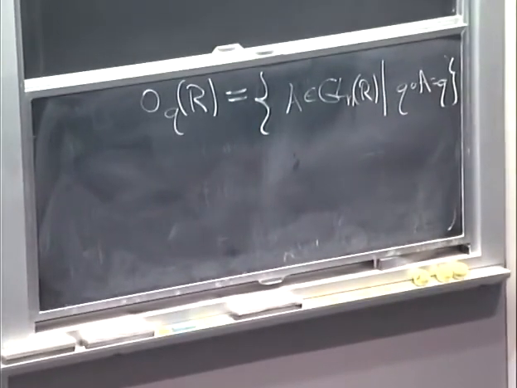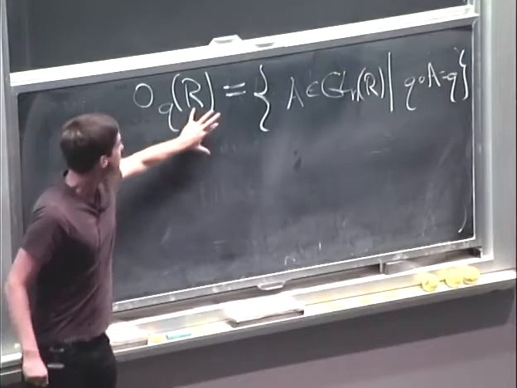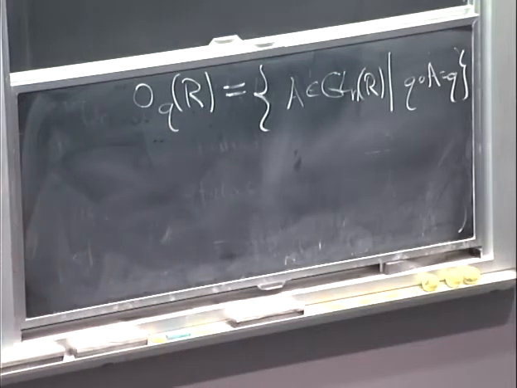So for example, if R is the real numbers and Q is the standard quadratic form, which is the sum of the squares of the coordinates, then this is the usual orthogonal group of rigid motions of Euclidean space. On the other hand, if Q is a positive definite quadratic form over the integers, then it's rigid motions that preserve a lattice inside Euclidean space.